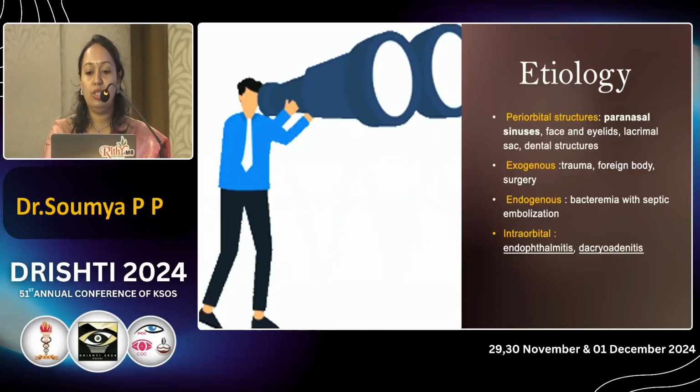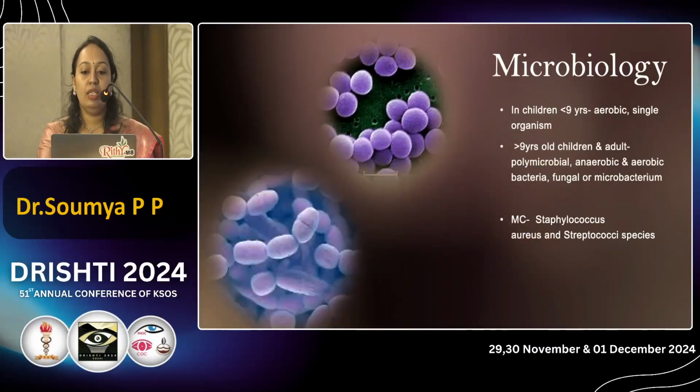thrombosis. By etiology, the most common cause is spread from the periorbital structures, mainly the paranasal sinuses. Then it can be due to exogenous causes like trauma or foreign body, and endogenously it can be due to bacteremia with septic embolization. Intraorbital spread can also occur in endophthalmitis and dacryoadenitis when it spreads posteriorly. In children less than 9 years old, an aerobic, single organism will be the cause.